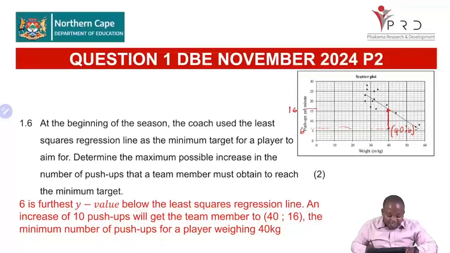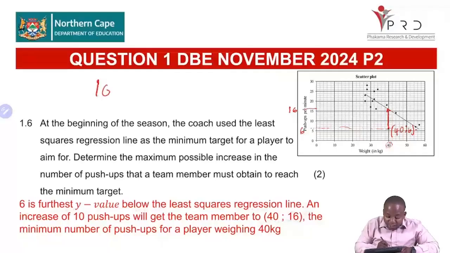So there's an increase of 10 push-ups. So there's an increase of 10 push-ups that will get the team member to 40 and 16, which is the minimum number of push-ups weighing 40 kg. So we are saying to you, this one weighing 40, the minimum push-up that they must be able to make according to the standard set by coach must be on our regression line, which is 16.